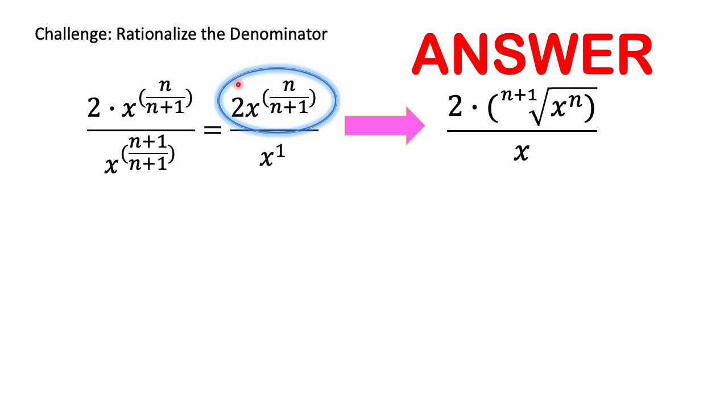Now for our answer, we just convert back into radical form. So the n plus 1, the denominator, becomes the index of our radical, and n becomes the power that x is being raised to. So we get 2 times the n plus 1 root of x to the power of n, all over x, with x being to the power of 1 here, and we have rationalized our denominator.